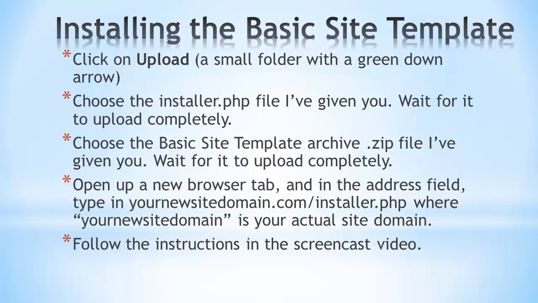I want you to click on Upload, which is the small folder with a green down arrow. We're going to choose the installer PHP file I've given you and wait for it to upload. Then we're going to choose the basic site template archive zip file that I've given you. We're going to wait for that to upload too.